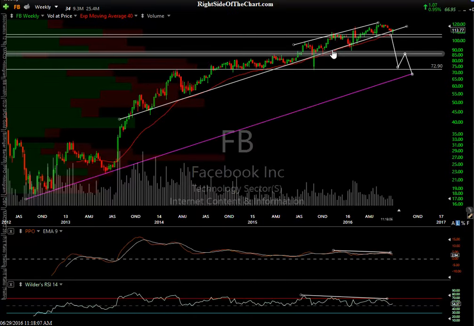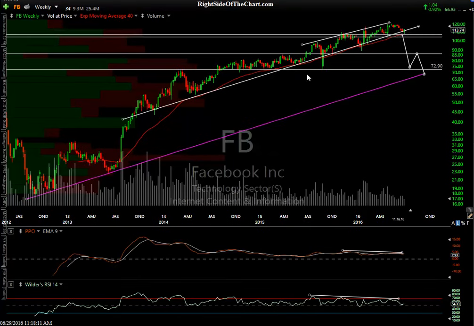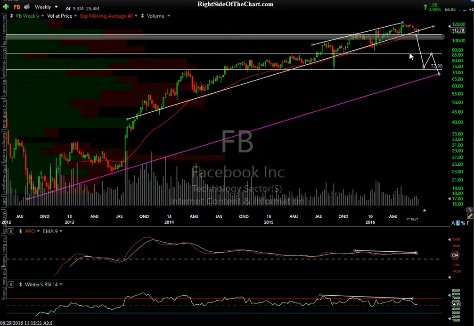Facebook, long-term uptrend line on the weekly chart here. We're dancing on it now. We've had a few intra-week breaks. You see we whip back up. That's why on a weekly chart you wait for a solid weekly close. There's also some support there.